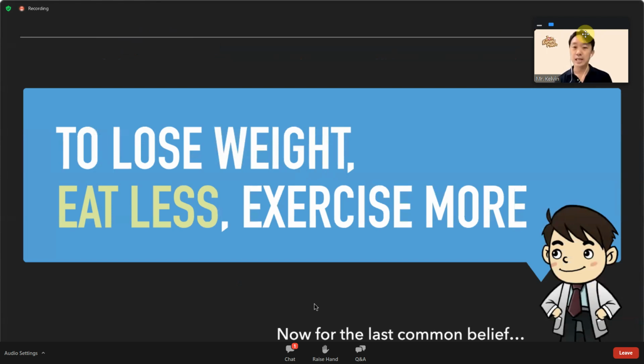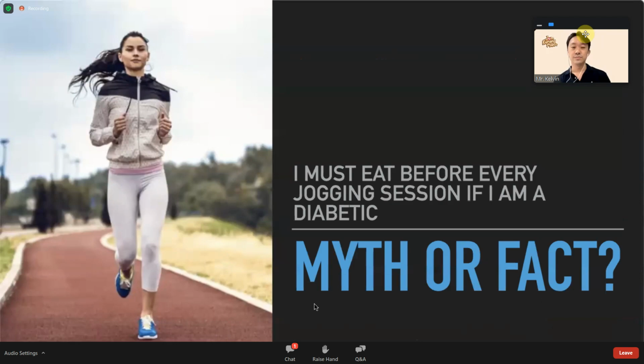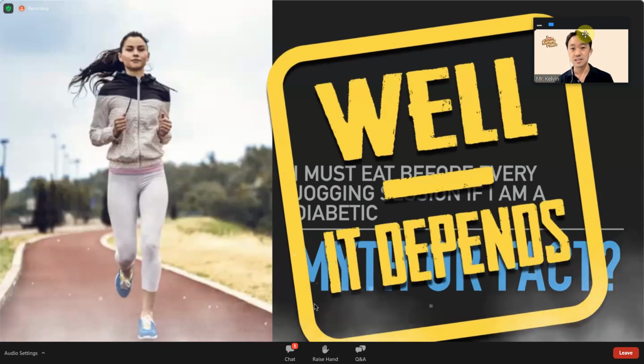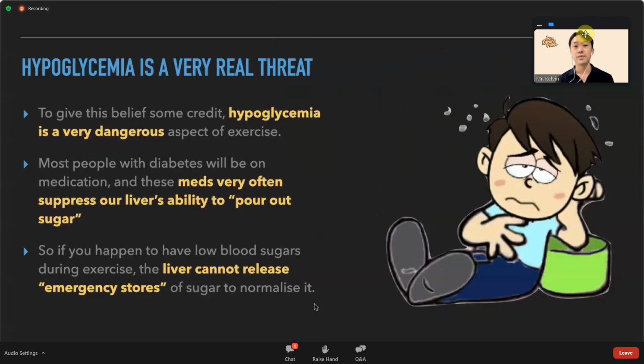And now we move on to the last common belief. This next belief comes from diabetics who took the advice from doctors and pharmacists to start exercising regularly. They believe that they must eat something before every jogging session if they're a diabetic. Is this a myth or a fact? Well, it depends.